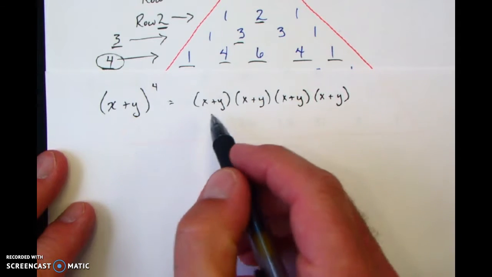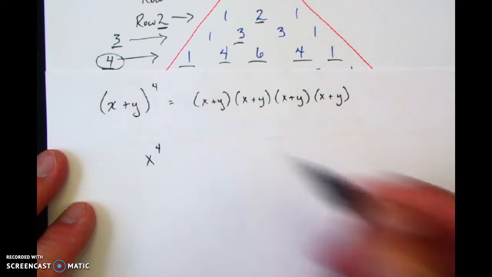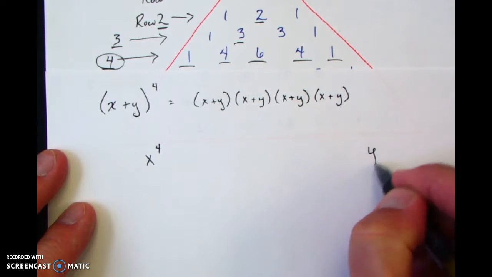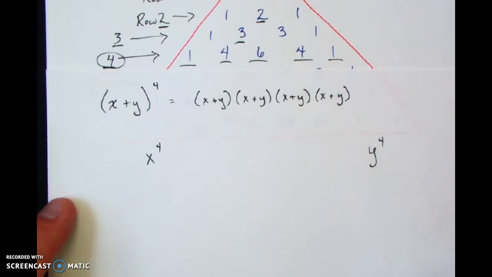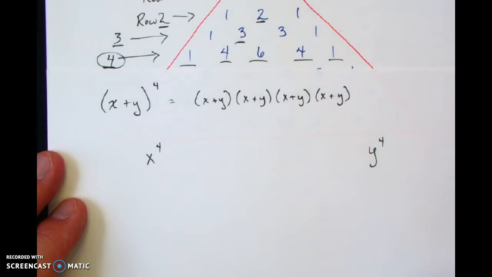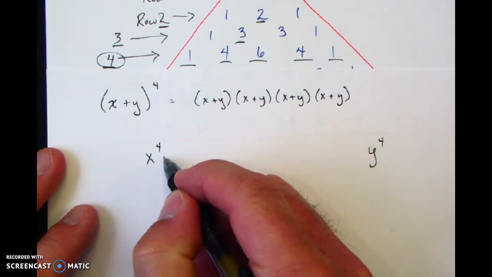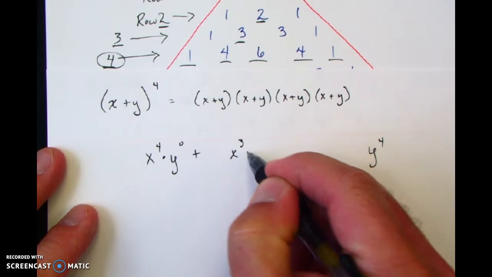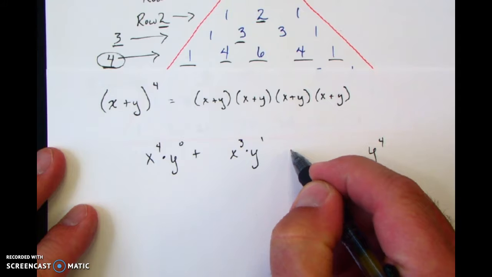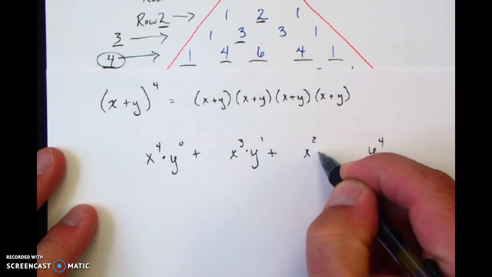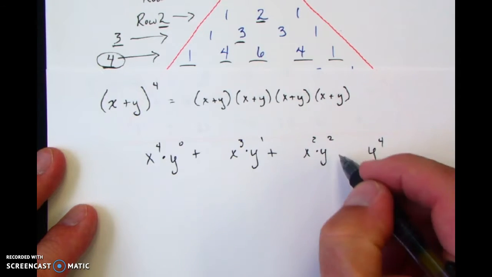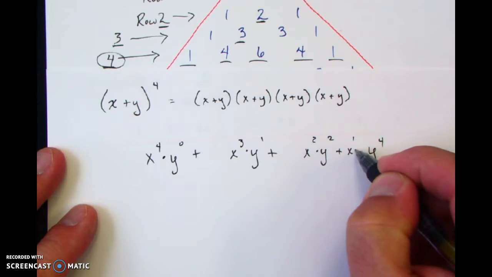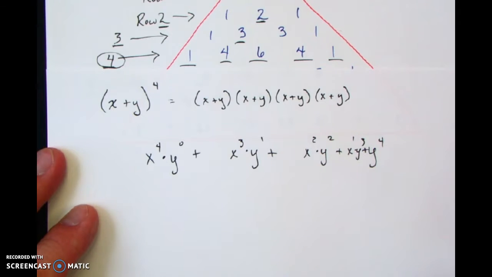Now the other thing I know that's going to happen is I'm going to end up with an x to the 4th with my first term, and as I FOIL this out, I'm going to end up with a y to the 4th in my last term. Now my x's are going to count down while my y's are counting up. Basically what I have here is x to the 4th times y to the 0, and I have x cubed times y to the 1st, and we're going to have x squared times y squared, and then we're going to have x to the 1st times y cubed, and then I have my last term.